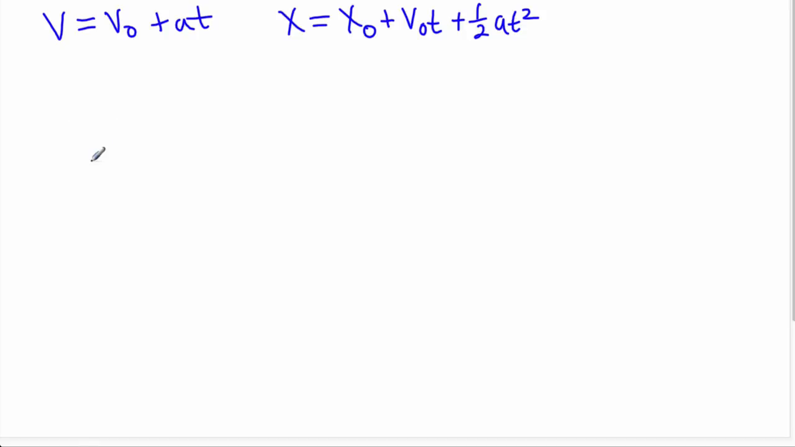Hello everybody. This is part 2 of the kinematics derivation video. I just proved that v equals v naught plus at using the expression a equals dv/dt. So we started the entire process with a equals dv/dt.